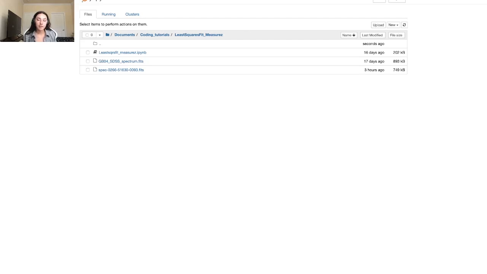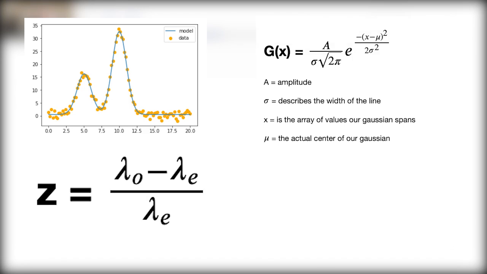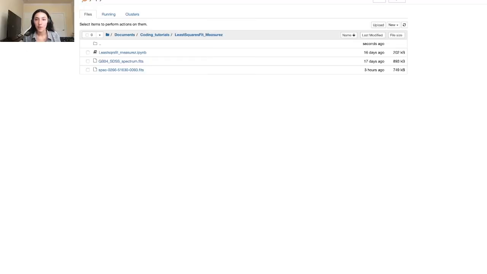There are a few topics that are involved in this tutorial. I'm not going to go over them here, but those include knowing about least squares fitting, the functional form of a Gaussian, the Doppler redshift equation, and just knowing what a spectrum is in general. I'm also going to assume that if you're following along with this tutorial that you have some familiarity with Python and with Python notebooks. If you're not familiar, maybe go to my previous video and click some of the links in the description section to help get you started on being comfortable with Python.